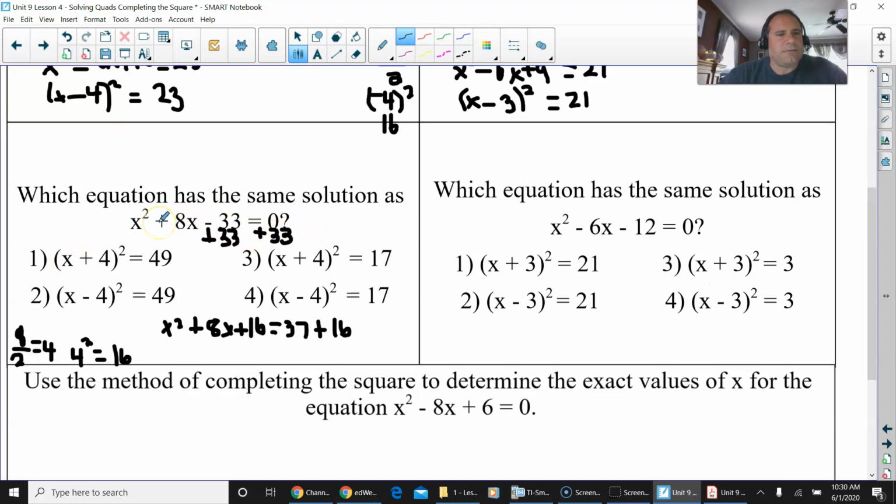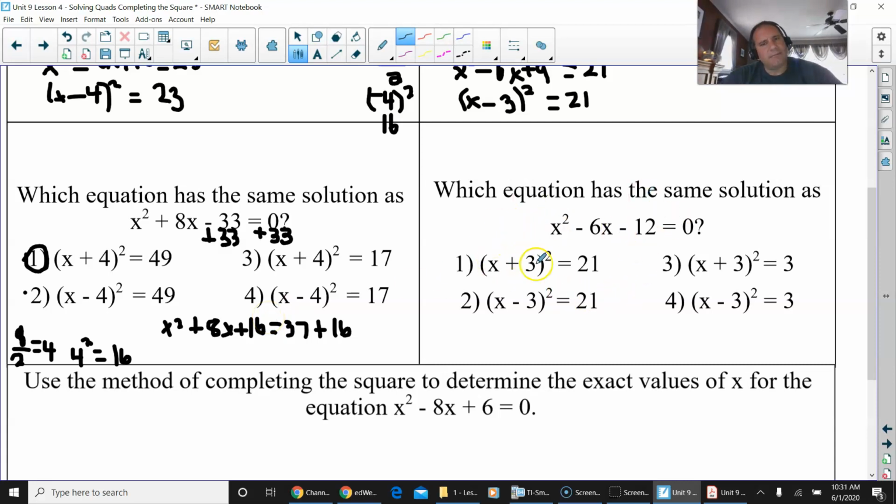Okay, we add 33 on both sides. We have x squared plus 8x equals 33. I took 8 divided by 2, and that's 4. 4 squared equals 16, and I added 16 to both sides, just like you see here. X squared plus 8x plus 16 is x plus 4 times x plus 4. But the thing is here, 33 plus 16 is 49. That's why 1 is your answer. It's x plus 4 times x plus 4, all positives, and then it equals 49. So that is your answer.